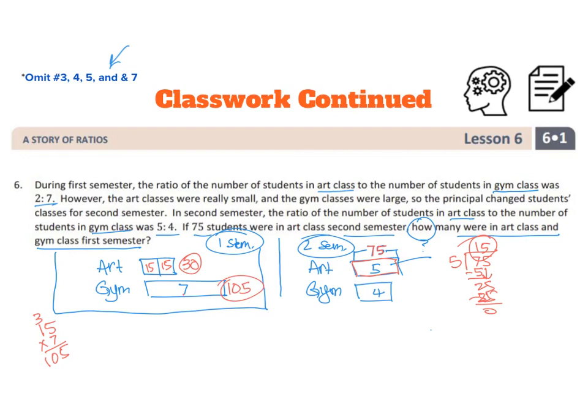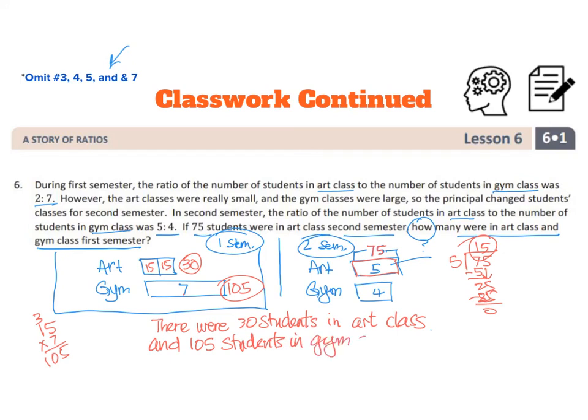But now what I need to do is put it in a sentence. There were 30 students in art class and 105 students in gym class first semester. Got it. Okay, there's our final answer.